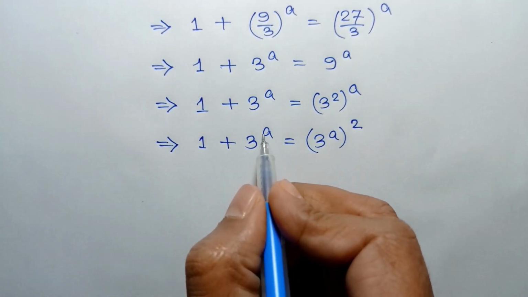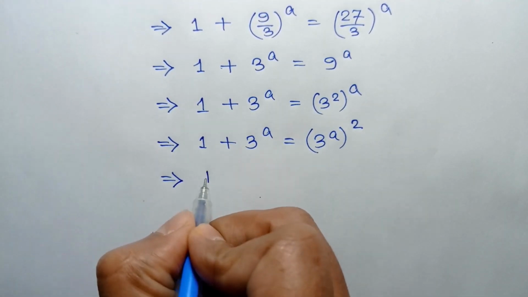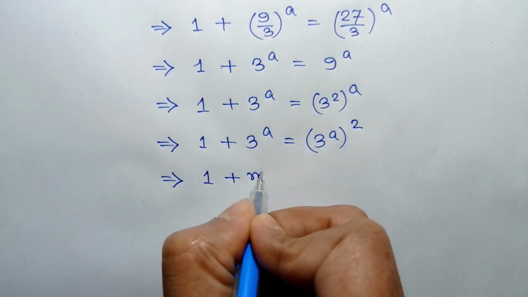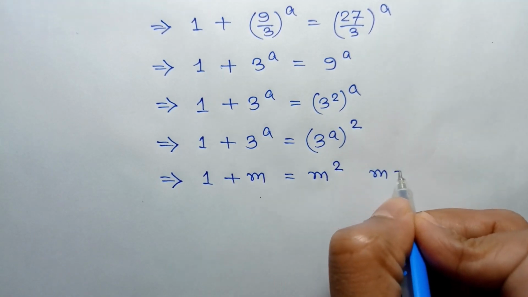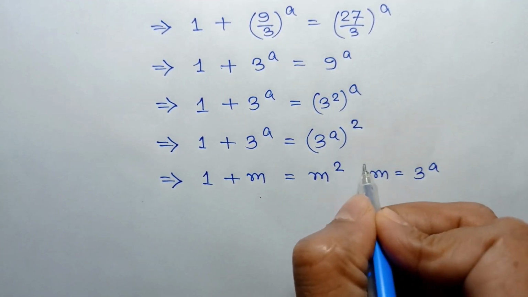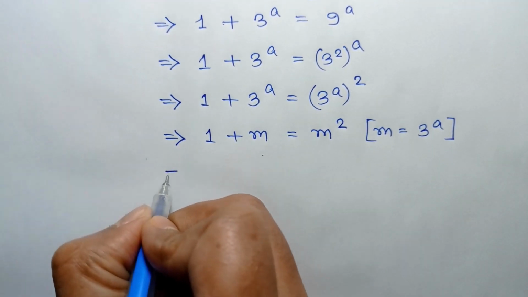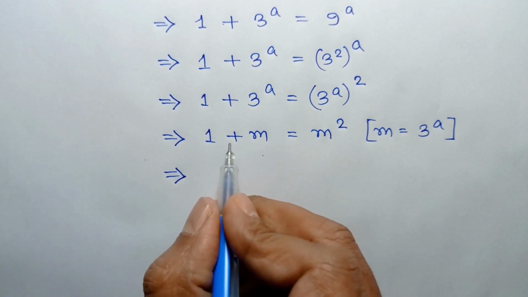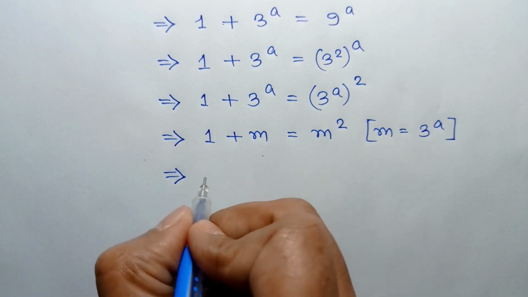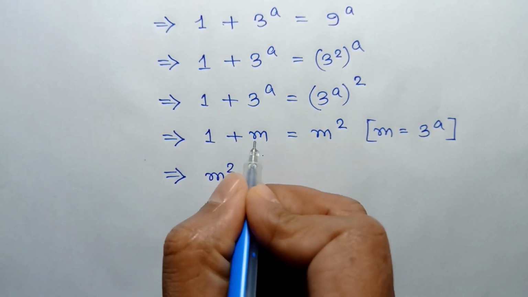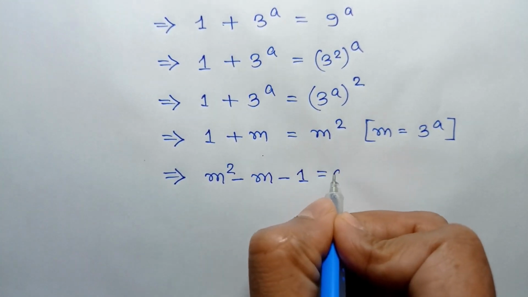Now considering 3 to the power a as m, we can write 1 plus m is equal to m squared, here m is equal to 3 to the power a. Taking the left side to the right and writing the right side to the left, we can write m squared minus m minus 1 is equal to 0.